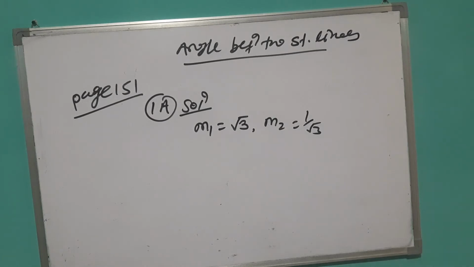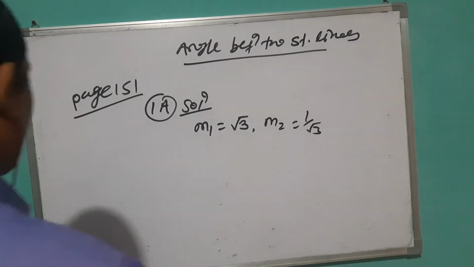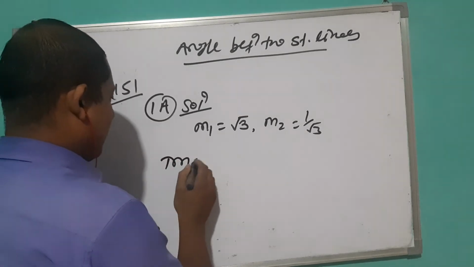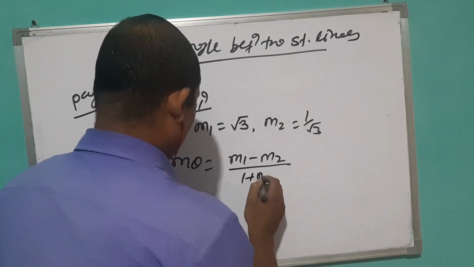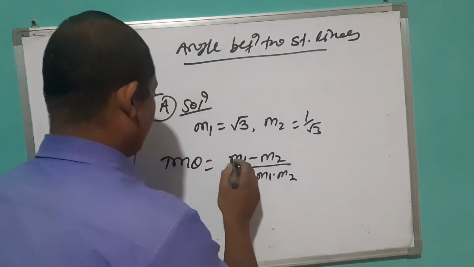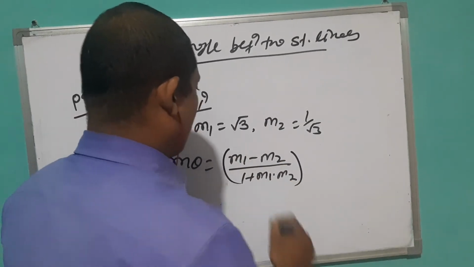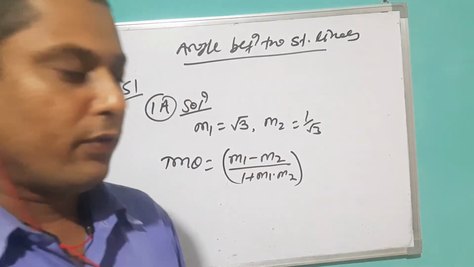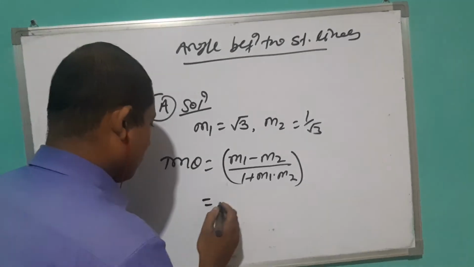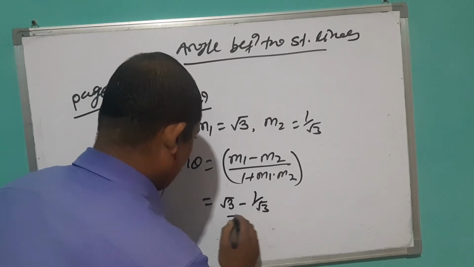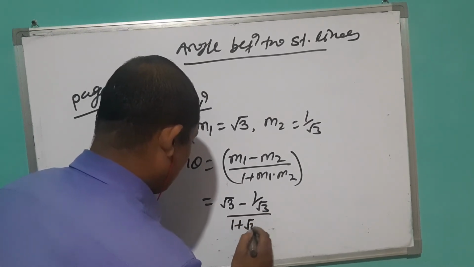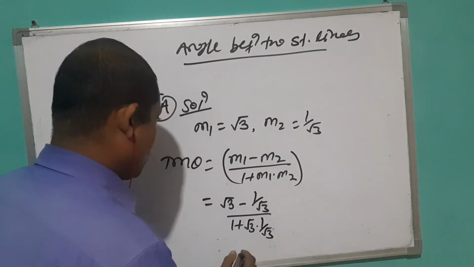We have already studied the formula tan theta is equal to m1 minus m2 by 1 plus m1 into m2, so I am going to use the same formula. No need to write down the plus minus while finding the angle. Let's put the values: root 3 minus 1 by root 3 by 1 plus root 3 into 1 by root 3. So, we can solve it.